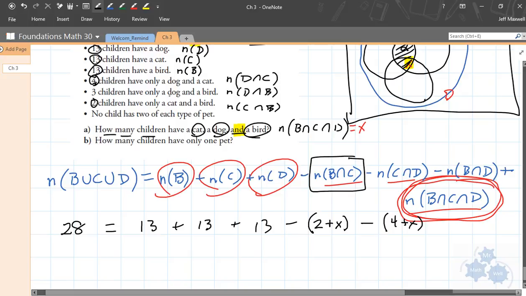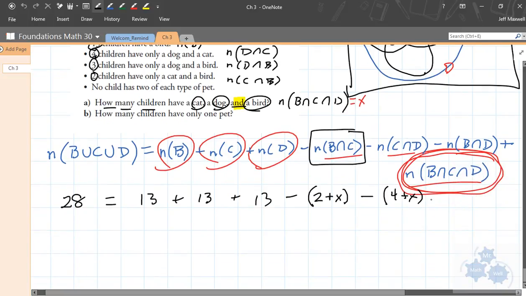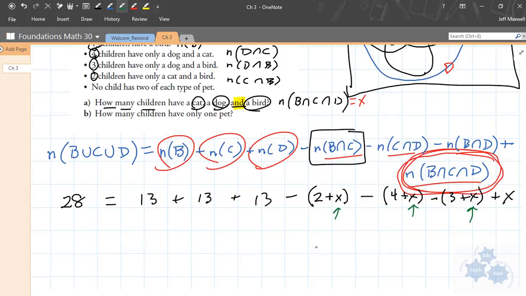And then bird and dog is 3, so only bird and dog. That would be this section. Bird and dog, that's this section right here, is, what did I say, 3? So that's going to be minus 3 plus X. And then plus the unknown X. Alright? So yes, this is what we want to solve for, but we have to realize that the X is actually in some other expressions as well. So here's algebraically, again, where we want to solve for X now. Now that we've got it all set up, we solve for X.